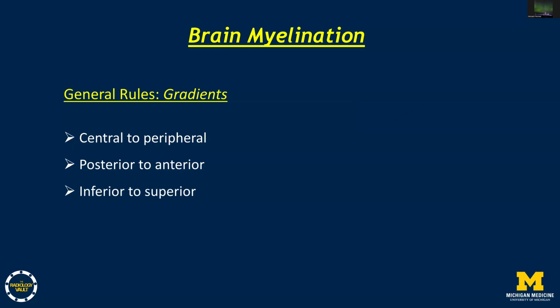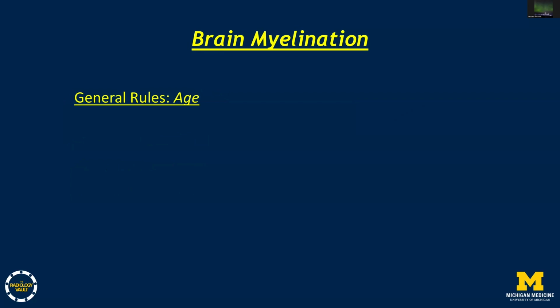And the final axis that we see is inferior to superior, which is also similar to the first point, in that the posterior fossa structures, including brainstem, some of the white matter of the cerebellum will myelinate before the higher frontal and parietal regions. The other principle that we follow is based upon age.